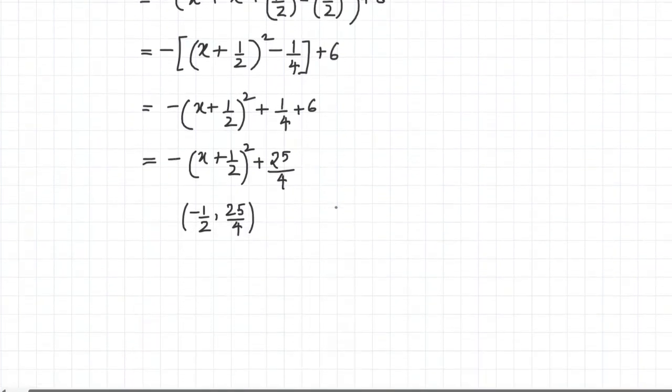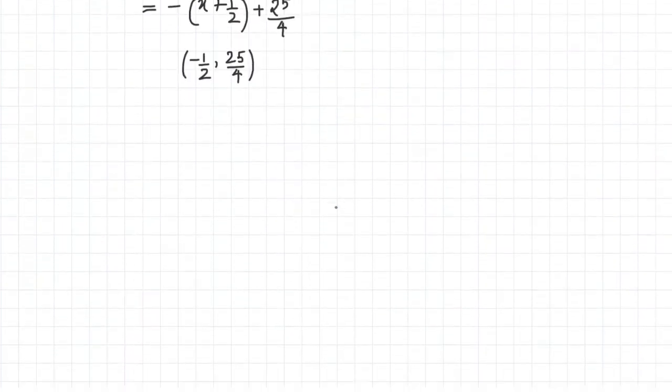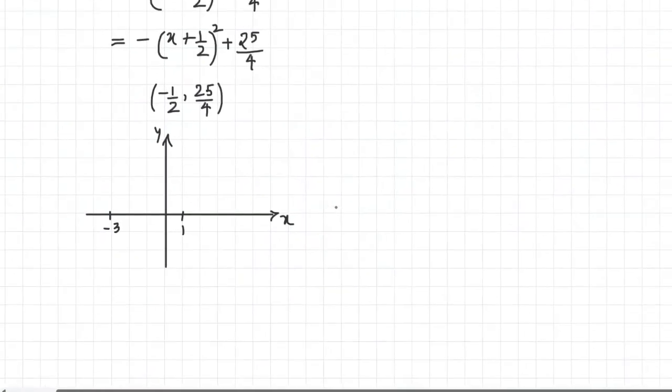Okay, so let's sketch it. My domain is -3 to 1. This is the x-axis and the y-axis. So -3 and +1. Obviously, since it's a restricted domain, I need to check my values at -3 and +1. Okay, I'm going to check those.